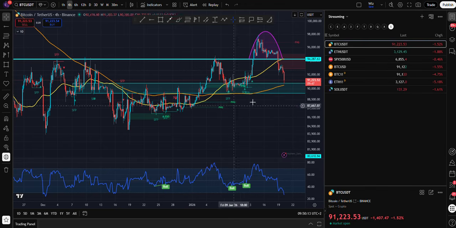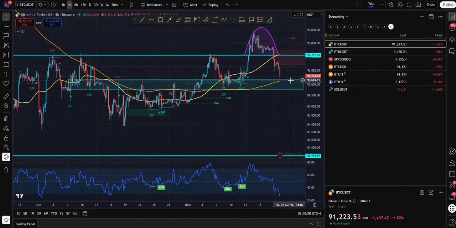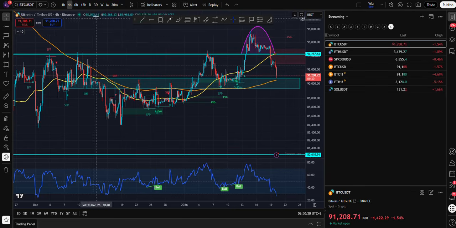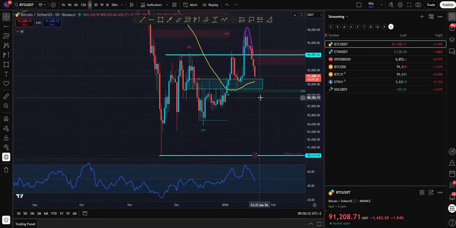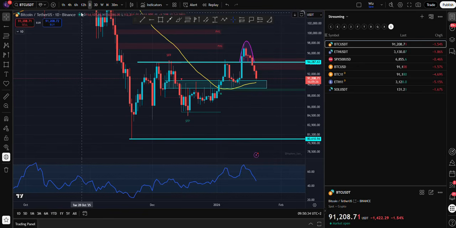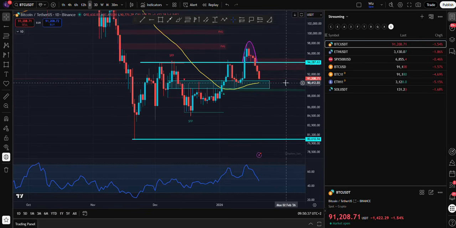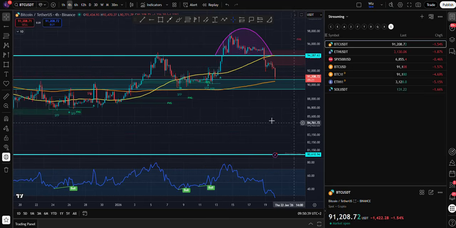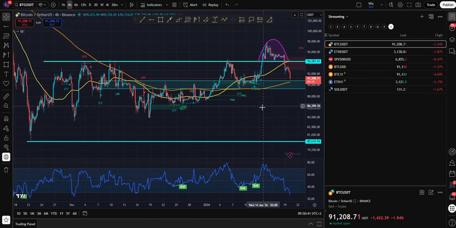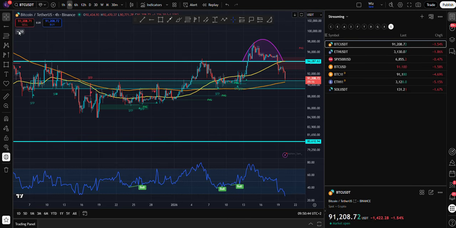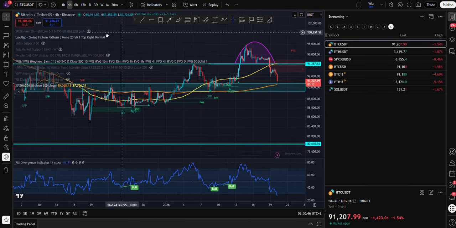So we currently have the 50 moving average. We broke down below it. So we're looking at the next one, which is the 200 moving average on the 4-hour time frame, right at 90.5K. We also have the 50 moving average on the daily time frame, same level. So this is another indication for support. What else do we have?